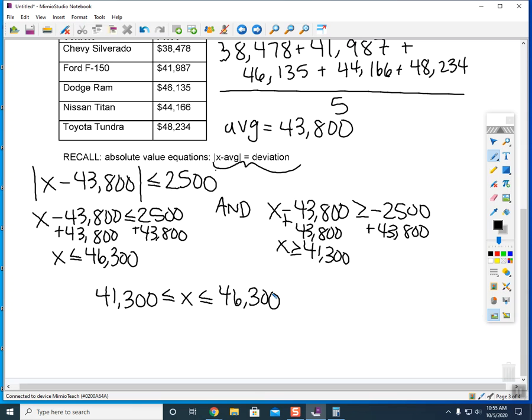So now I need to look through and see which ones fall in this range. My Toyota Tundra does not. The Nissan does. The Dodge does. The Ford does. The Chevy does not. So it looks like I could buy the Ford, Dodge, or the Nissan, and that would fall in my range.